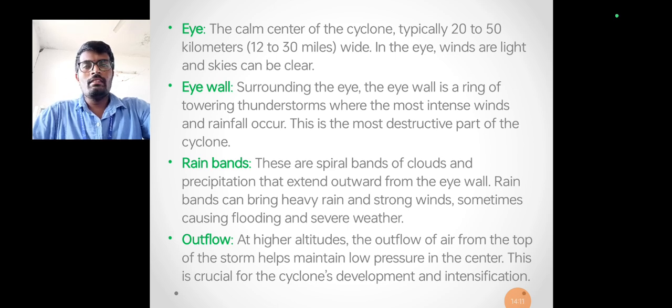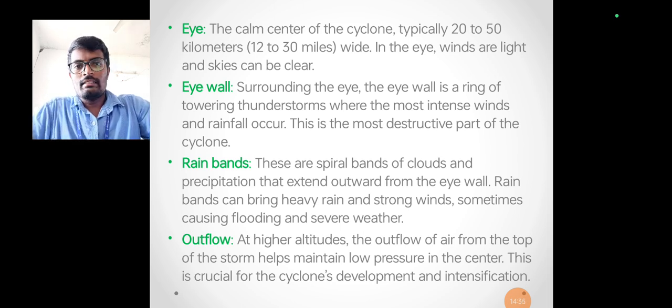So the simple meaning is that these rain bands carry the precipitation and flood water from one region to another, or from a low pressure area to a high pressure area. These rain bands travel the precipitation over certain distances. That creates flood water.